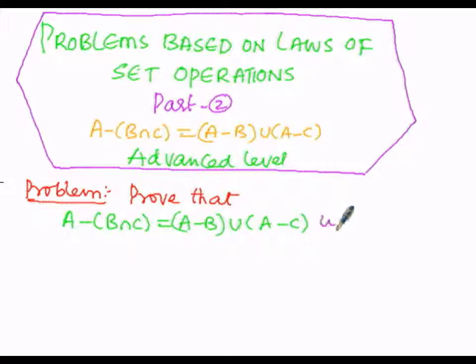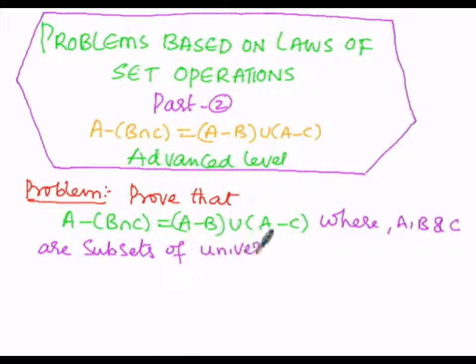where A, B and as well as C are the subsets of universal set, that is mu. So here we are going to prove this condition, that is A minus of B intersection C is equal to A minus B union A minus C.